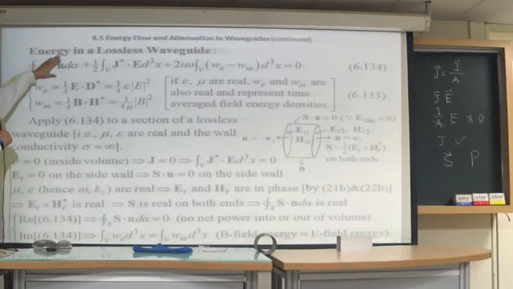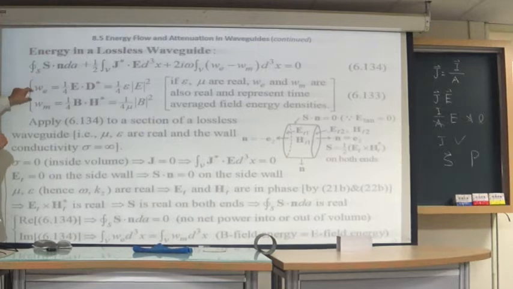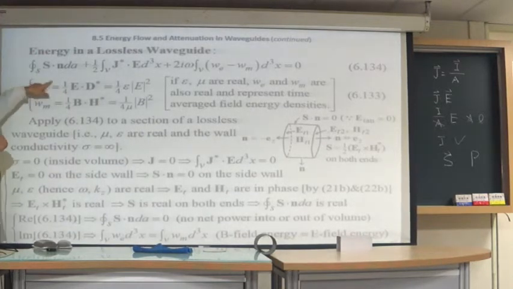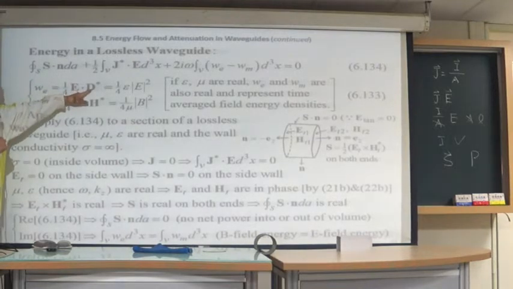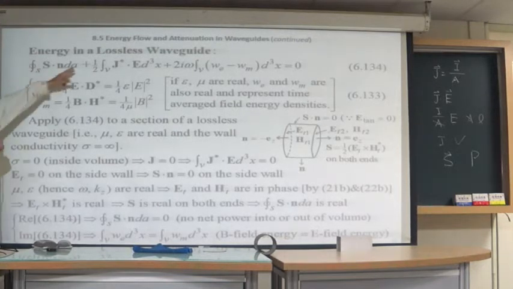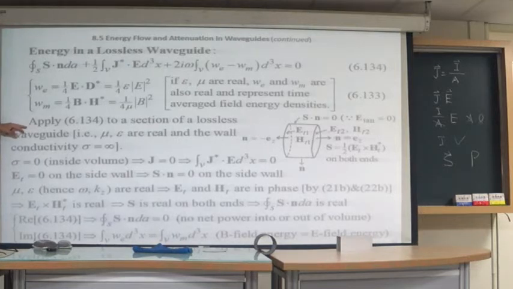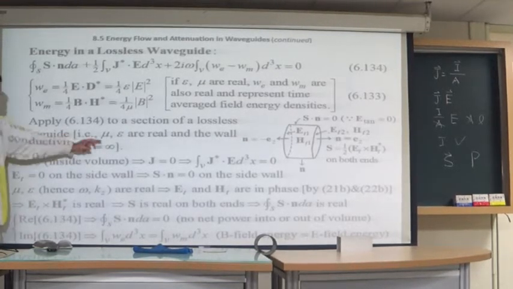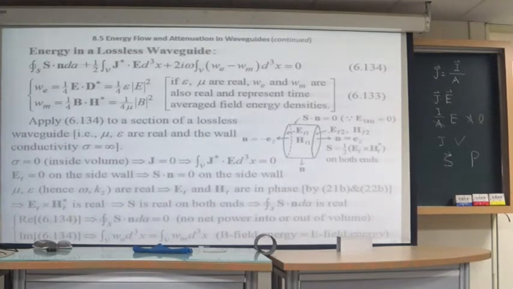Let's consider a complex Poynting vector again. And keep this in mind: energy density for the complex Poynting vector, E dot D. So we get this one, and omega M, we get this one. That's the complex Poynting vector. If you want to take the Poynting vector, you should take the real part. And then we will apply this equation to a section of a lossless waveguide. Mu and epsilon are real, and the wall conductivity is perfect. That's the ideal assumption, but this time we will calculate everything.